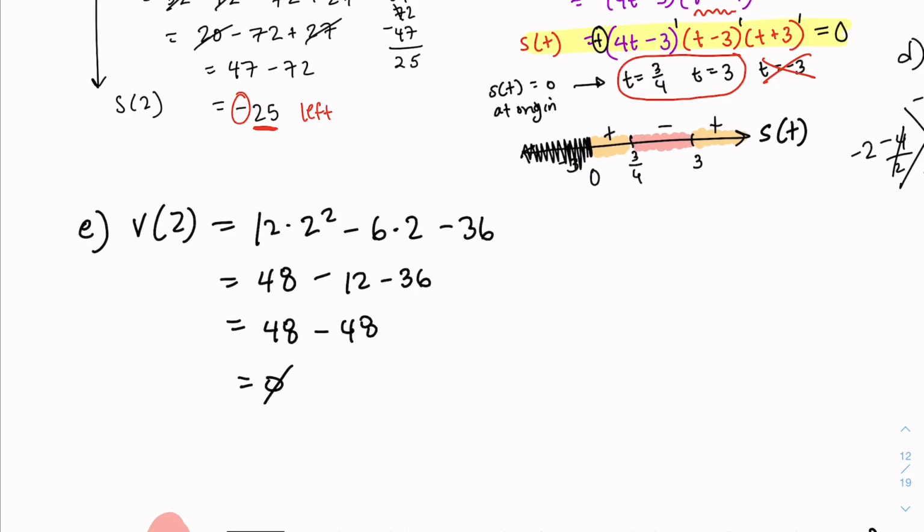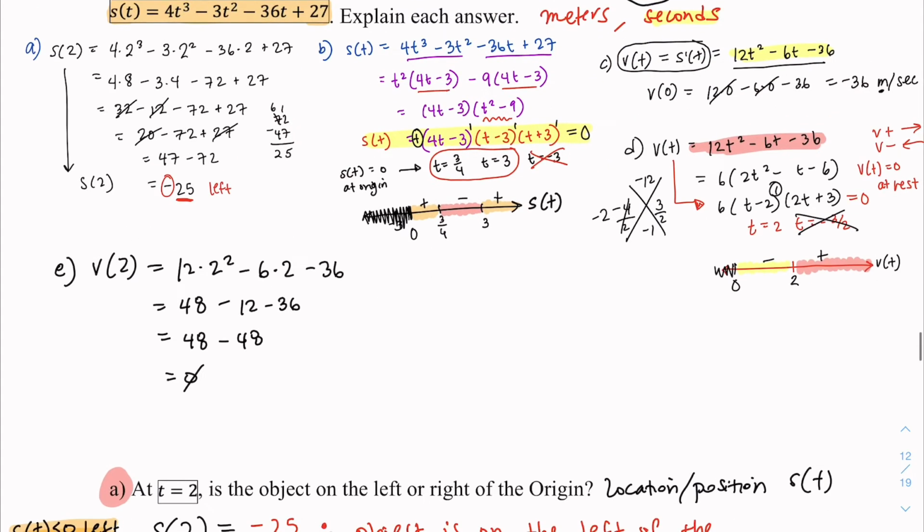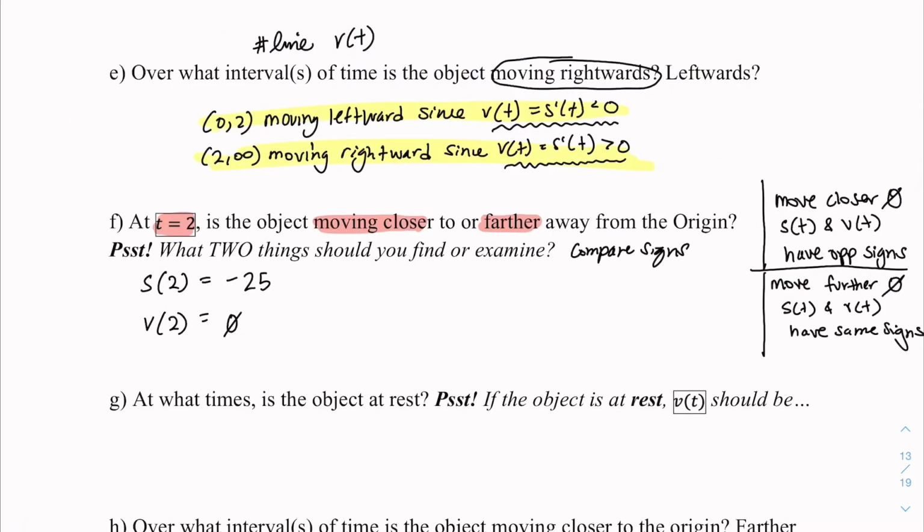At time 2, our velocity is 0. Actually, that matches what we had discovered earlier. So at time 2, my object is on the left of the origin, but it's not moving, right? It's not going left. Velocity would have had to be negative, and it's not going right. Velocity would have had to be positive. So then the answer is neither.